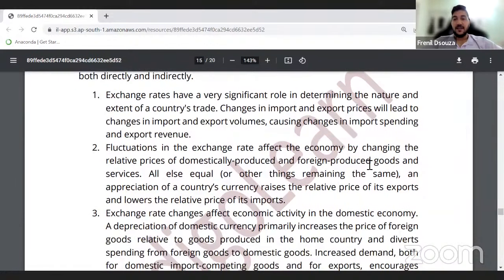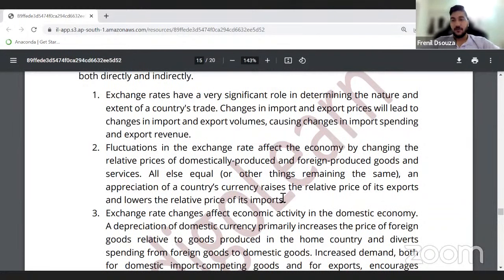Fluctuations in exchange rate affect the economy by changing the relative price of domestically produced and foreign produced goods and services. All else equal, an appreciation of the country's currency raises the relative price of its exports and lowers the relative price of its imports. Right? What do you mean by appreciation? $1 is equal to 75 became $1 is equal to 70. Now, what will happen to an exporter? Earlier, he had a receivable of $10,000. Now, for every dollar, you would have received 75. Because your currency appreciated, now will receive only 70. So, for him, there is a reduction, okay, in revenue.